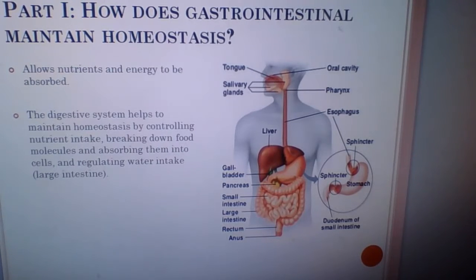Now, how does the gastrointestinal system maintain homeostasis? It allows nutrients and energy to be absorbed. The digestive system helps to maintain homeostasis by controlling nutrient intake, breaking down food molecules and absorbing them into cells, and regulating water intake in the large intestine. And this is a picture of it.